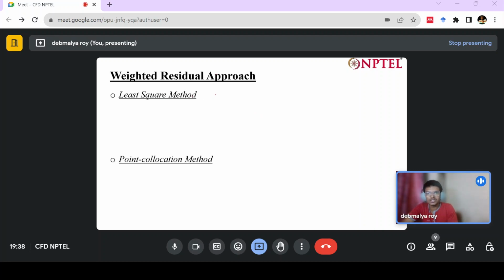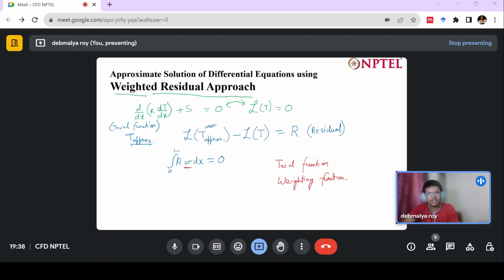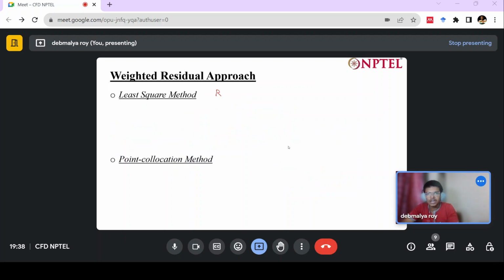The least square method is basically nothing but we take the residual. The residual we have already defined here. So we select a trial function, then we calculate the residual, and what we say is this integral, the integration of r squared, the residual squared over the whole domain, must be minimized.